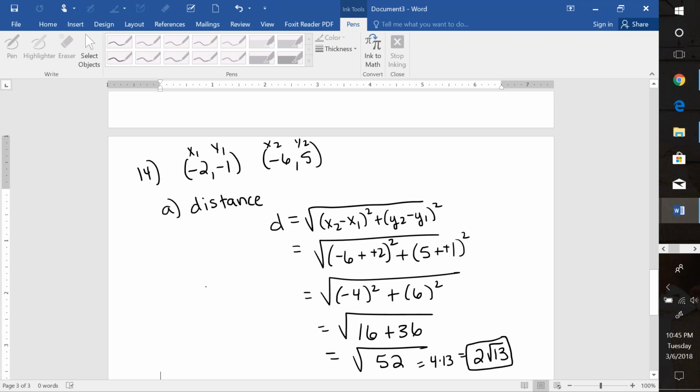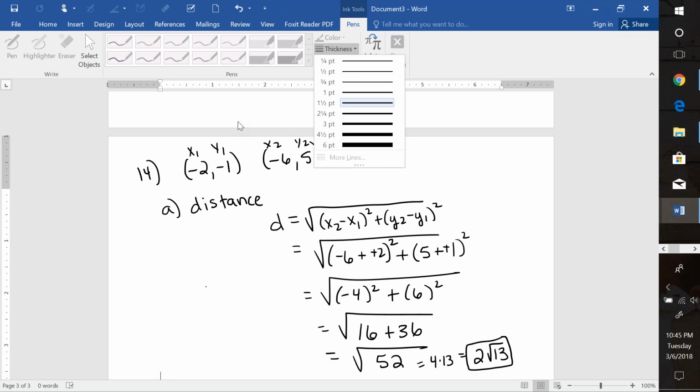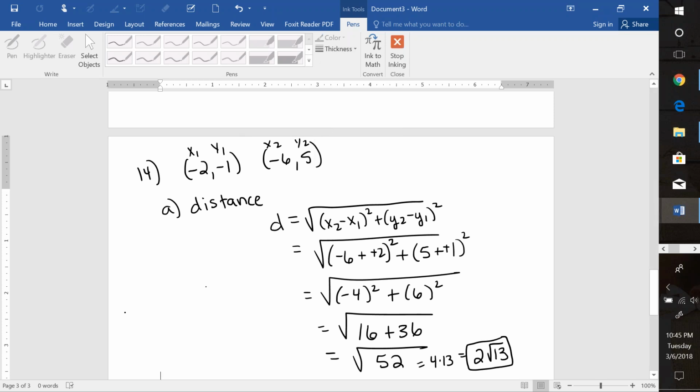Okay, so for part B, we're supposed to find the midpoint. The midpoint is just the average between the 2 points. So to find your midpoint, I'm just going to squeeze it in right here because it's not much work. You take the x's, you add them together, you cut it in half. You take the y's, you add them together, you cut it in half.